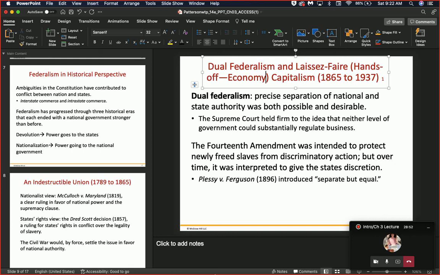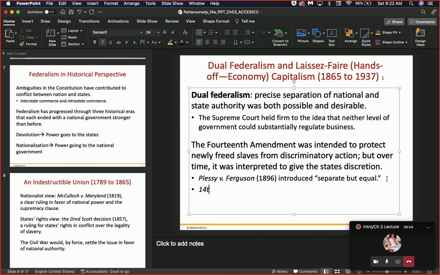Okay, so we also saw within this era the 14th Amendment. So this was intended to protect newly freed slaves from discriminatory action, because what the 14th Amendment did was it guaranteed that all newly freed slaves would have their citizens' rights. Why was this important?